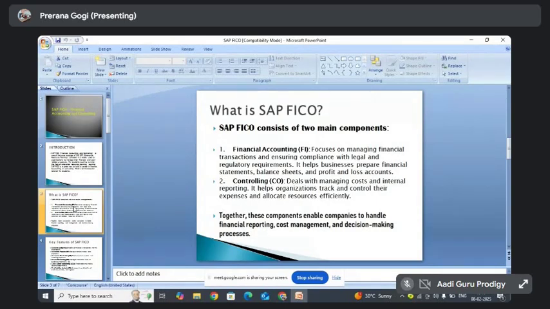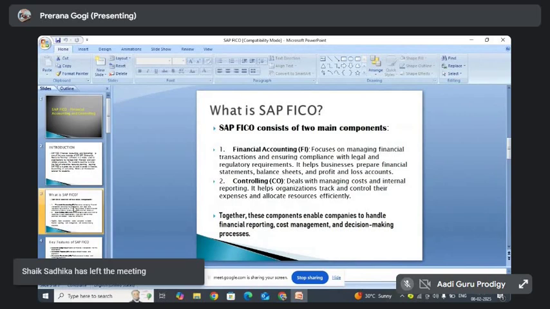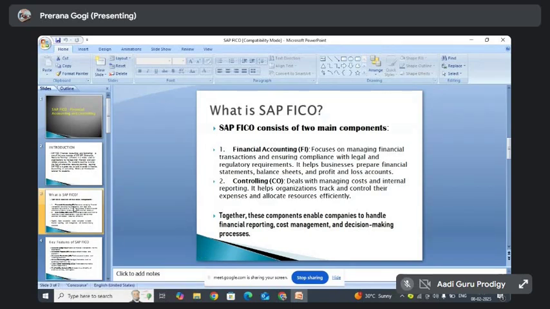In all terms, it is going to help our business financial statements. At the end of your financial year you will be doing your balance sheets, correct? Profit and loss account, trial balances, ledgers, bank reconciliation statements. So when you use SAP FICO, you will be easily able to manage your finance flow. This is what financial accounting means for SAP.